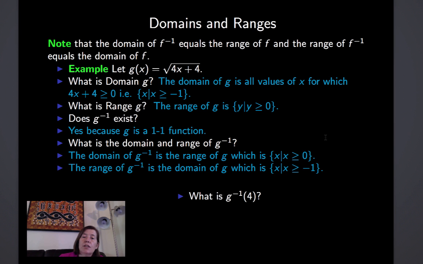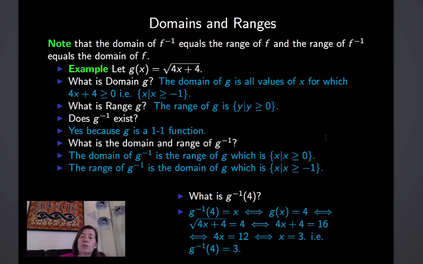How could I find g inverse of 4? Well, I can use the method I've just described. G inverse of 4 equals x is the same as saying that g of x equals 4. So I need to solve for x in the equation the square root of 4x plus 4 equals 4. I square both sides, I get 4x plus 4 equals 16. That gives me 4x equals 12 and x equals 3. So g inverse of 4 equals 3, and if you check, g of 3 should be equal to 4.